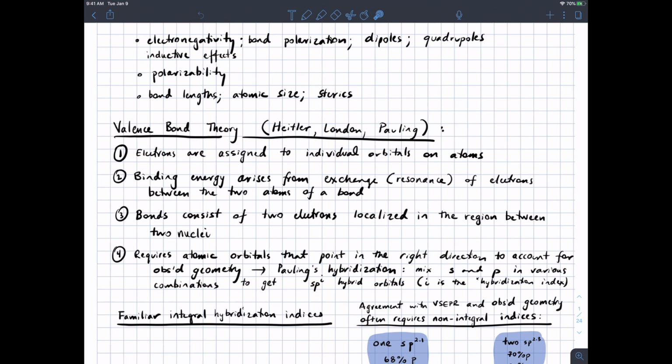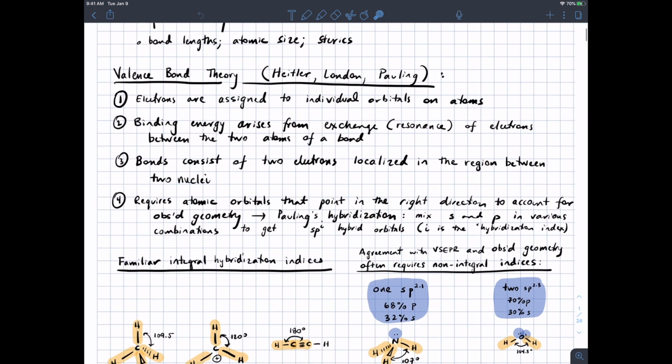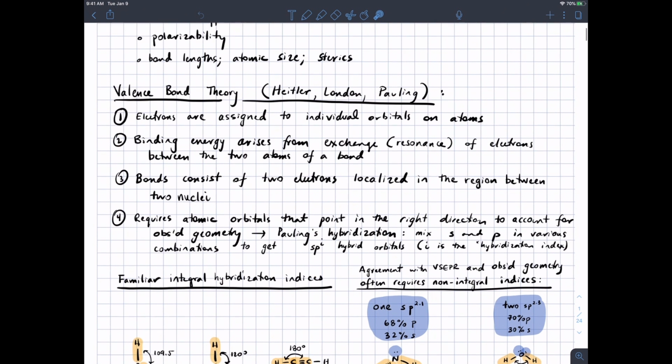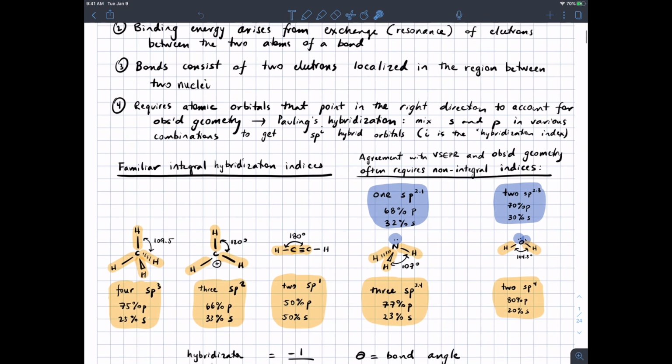So the way we do this, and Pauling's big insight, was orbital hybridization. It turns out that as long as something is a solution to the wave function, you can mix and match them in various linear combinations and it all still works. So, for example, if you want tetrahedral geometry, you mix 3 p orbitals with 1 s orbital, sp3. sp2 is trigonal planar geometry, sp1 is linear geometry.